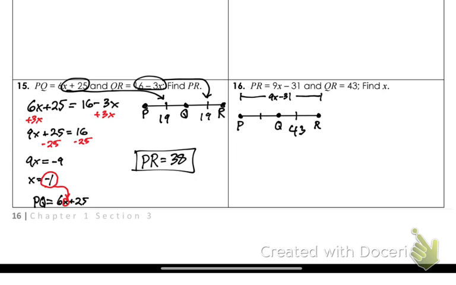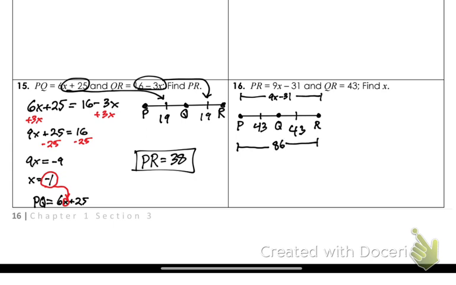I just thought it was, I don't know. Does the drawing help make sense of it? Yeah. So we have the entire thing is 9x minus 31, but the whole thing doesn't equal 43. Half of it does. So if QR equals 43, what does PQ equal? 43. So what's the entire length equal? Well, it'd be 43 plus 43, so that would be 86, like you mentioned before.